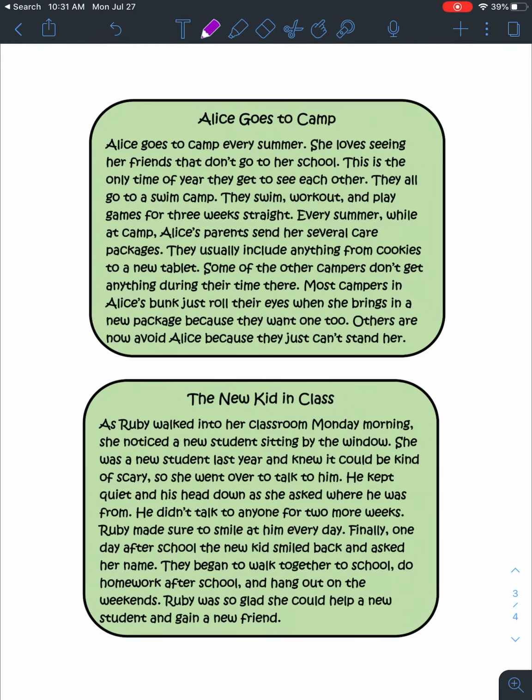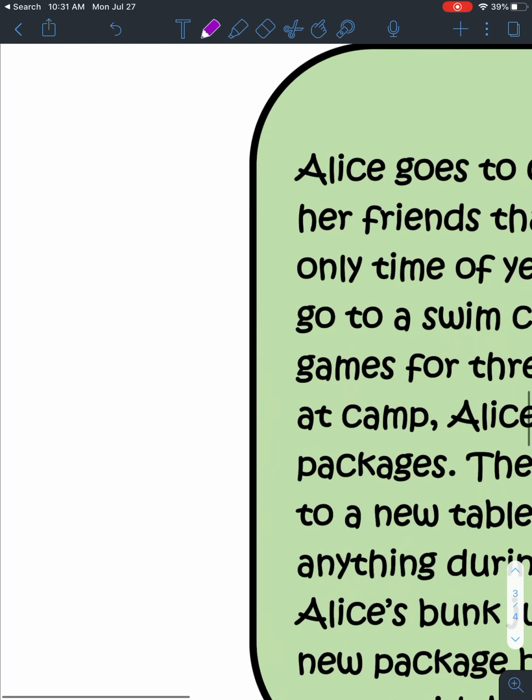Alice goes to camp. Alice goes to camp every summer. She loves seeing her friends that don't go to her school. This is the only time of year they get to see each other. They all go to a swim camp. They swim, work out, and play games for 3 weeks straight. Every summer, while at camp, Alice's parents send her several care packages. They usually include anything from cookies to a new tablet. Some of the other campers don't get anything during their time there. Most campers in Alice's bunk just roll their eyes when she brings in a new package because they want one too. Others now avoid Alice because they just can't stand her.